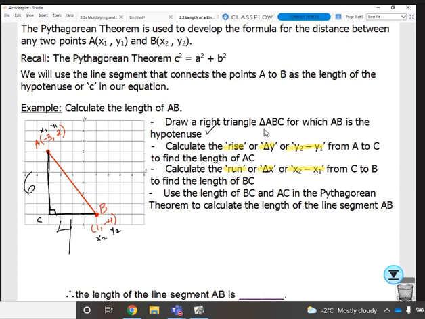Now, when we're talking about line segments, the red line here would be line segment AB. So we can say c squared equals a squared plus b squared. When we say c squared, what we're really talking about here is AB squared, that's the line segment AB. And that equals a squared, let's call that AC, plus b squared, we can call that BC squared.